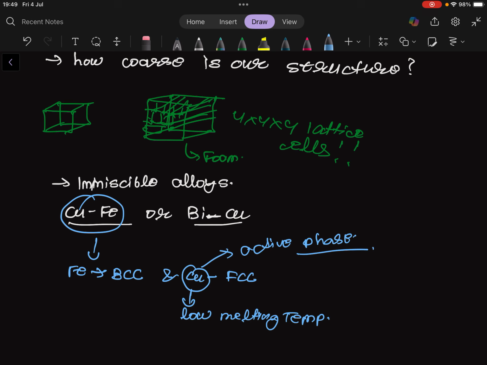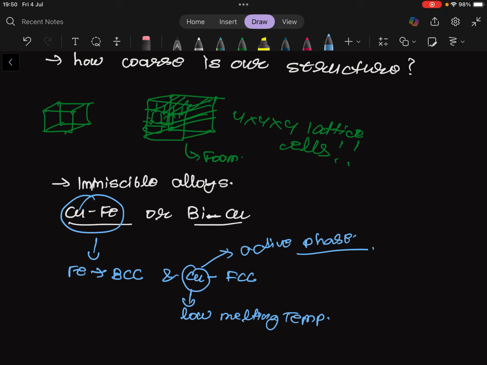So when we increase the temperature of the active phase, which is copper, we see that in liquid we actually have quite low solubility of iron in copper. So we can say that for a certain temperature range, the copper in liquid form is pure copper. There is only a minor amount of iron in the solution.